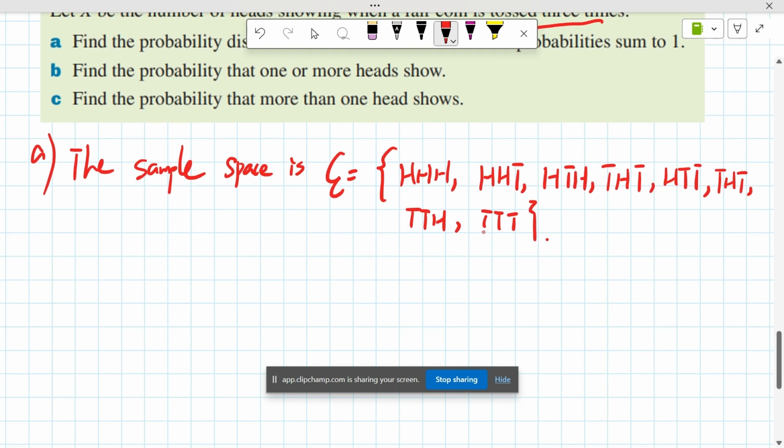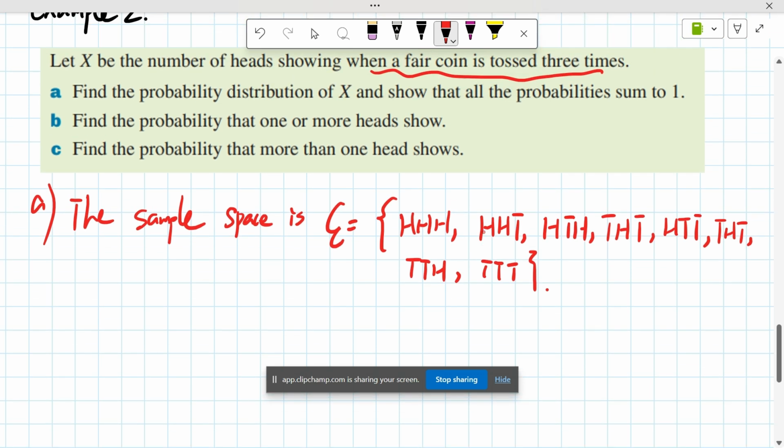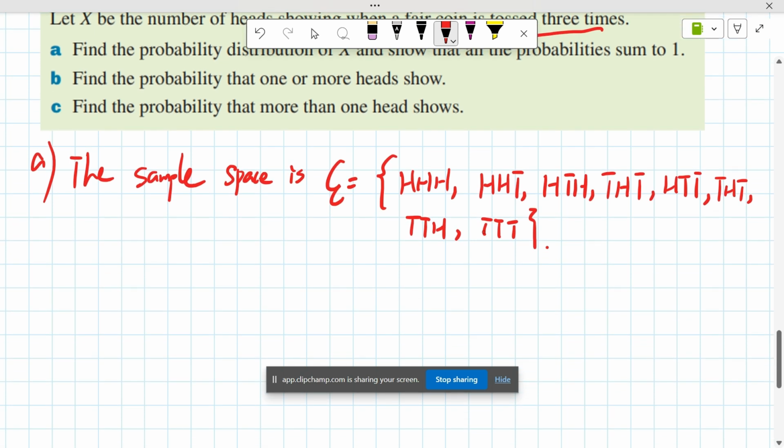So now, because we're going to calculate the probabilities so that they sum to 1, let's say probability of 0. Probability of 0 means no heads.